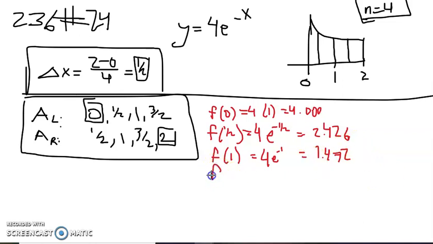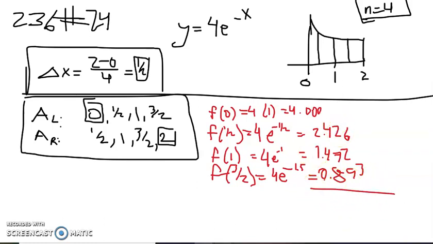And then f of 3/2 is 4e to the negative 3 over 2, or 1.5, depending on whether you use decimals or not. All right, 4e to the negative 1.5. Whoa. Okay, and that's about 0.893. So again, I did some rounding on these.